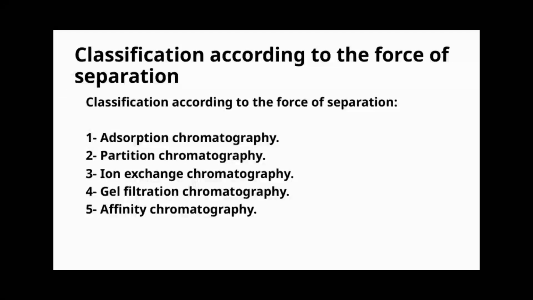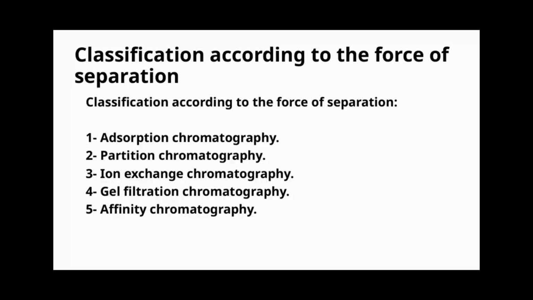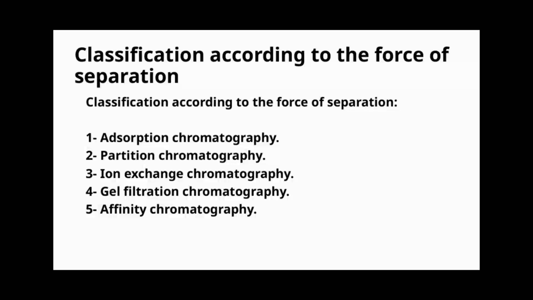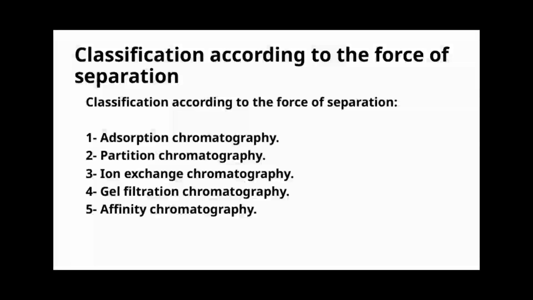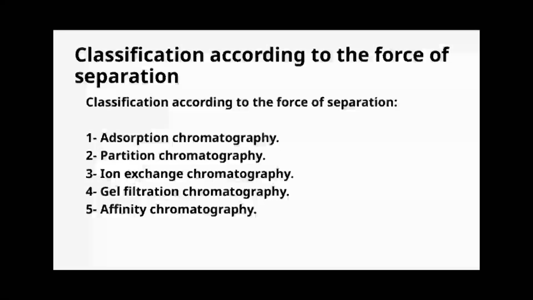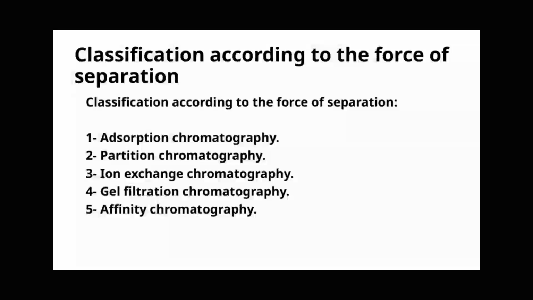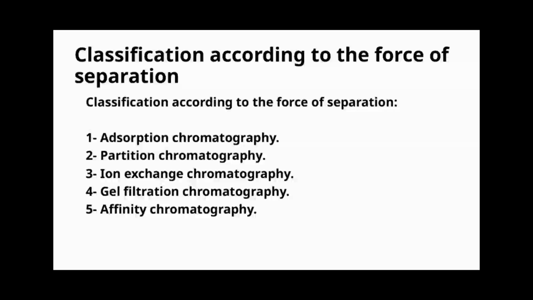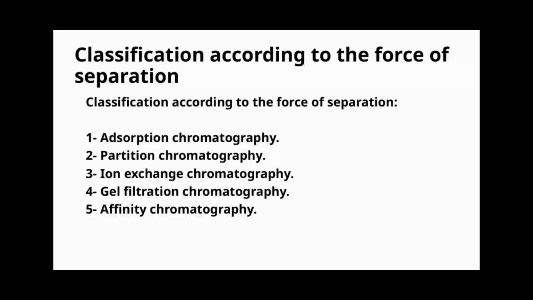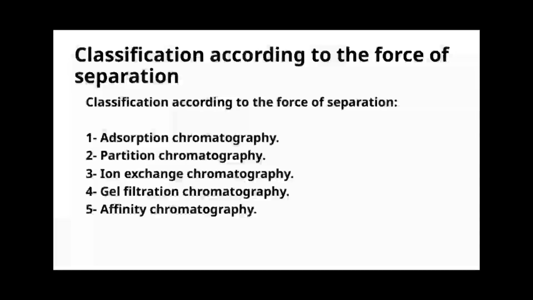Following that is gel filtration chromatography, also known as size exclusion chromatography, which separates molecules based on their size, with larger molecules eluting first. And finally, affinity chromatography, which leverages specific biological interactions, such as antibody-antigen or enzyme-substrate binding, to achieve highly selective separation. These different methods are key to understanding how we can target specific molecules depending on their properties, making chromatography a versatile and powerful technique in our analytical toolkit.